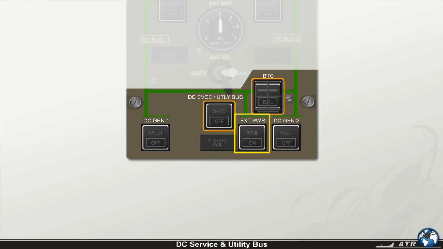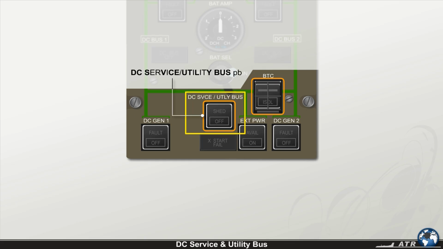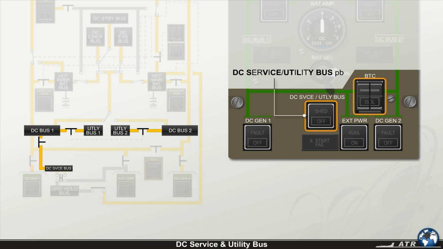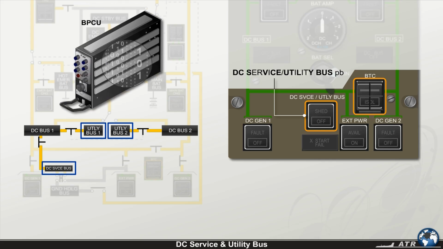Located next to external power, you find the DC service utility bus push button, which permits you to manually disconnect the DC service bus and the utility buses 1 and 2, and also provides a visual indication if the buses are automatically shed by the system. In the normal depressed position, the push button is dark, and all 3 buses are available for their consumers as long as the bus power control unit has no reason to disconnect them.